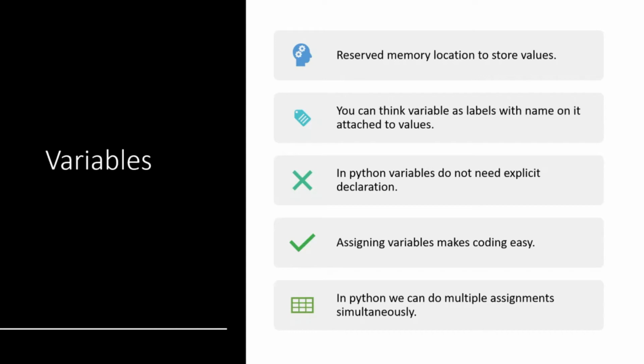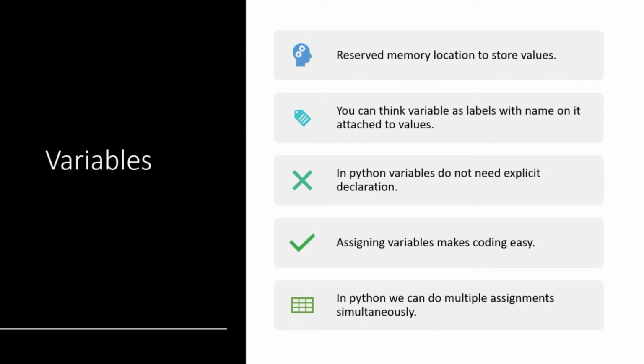Now you can think of variables as labels with a name on them, attached to values. Variables are just labels to which you have given a name, the variable name, and they are attached to some kind of value. Suppose x is equal to 10, then x is a variable attached to 10. It means x is storing the value 10 inside of it.